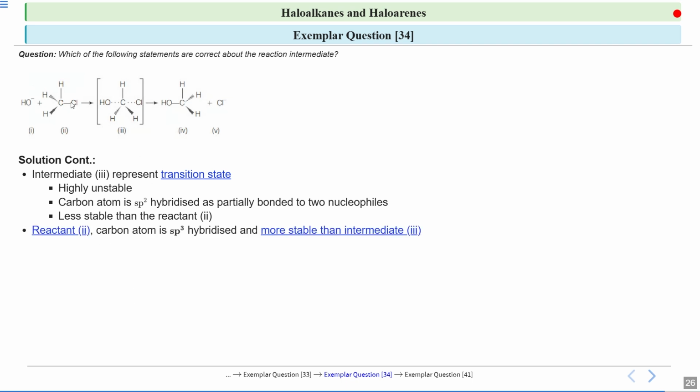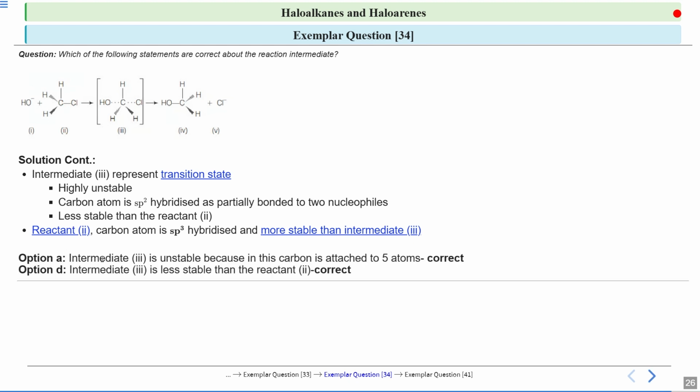And in your reactant second, that is methyl chloride, the carbon atom is sp3 hybridized, and it is also more stable than the intermediate. The intermediate is highly unstable due to the presence of these 5 bonds being formed by a single carbon at the same time. So your option A statement, that intermediate third is unstable because in this the carbon is attached to 5 atoms, is the correct statement. And your option D, that intermediate third is less stable than the reactant second, is also correct. So our options A and D both are our correct answer.